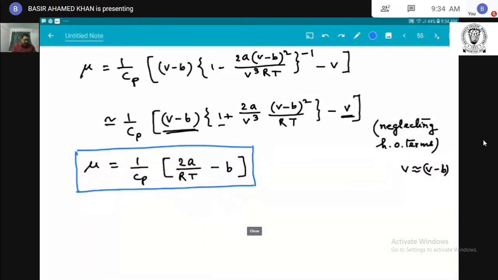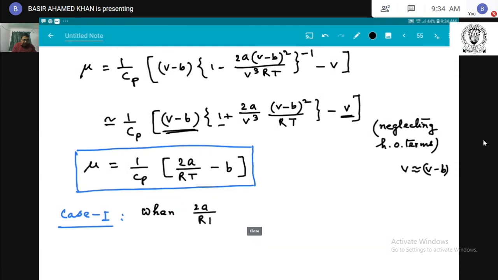So I consider case 1. Now when 2a/RT greater than b, greater than 0, that is T less than 2a/Rb, then mu is greater than 0.